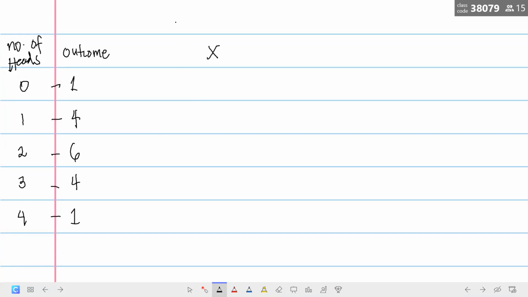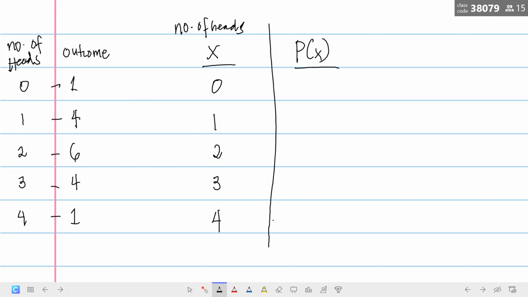Yung X natin is the number of heads. What are values of X's? Yung ating number of heads. So 0, 1, 2, 3, and 4. What is the probability? Yun na yung P of X. So out of 16 outcomes, sa 0, meron tayong 1 over 16. Sa walang heads yun meron tayong 1 over 16. Sa isang head, sa combination, meron tayong 4 outcomes. So that would be 4 over 16 or 1/4.